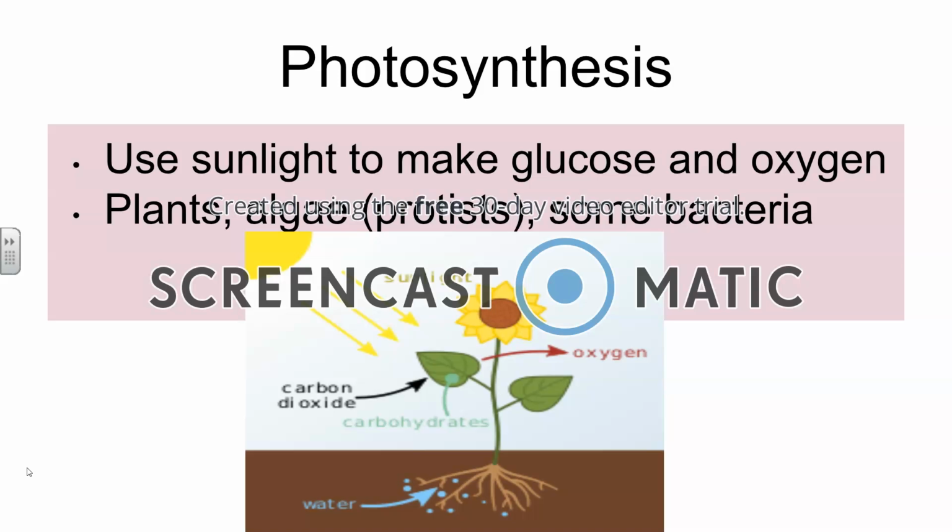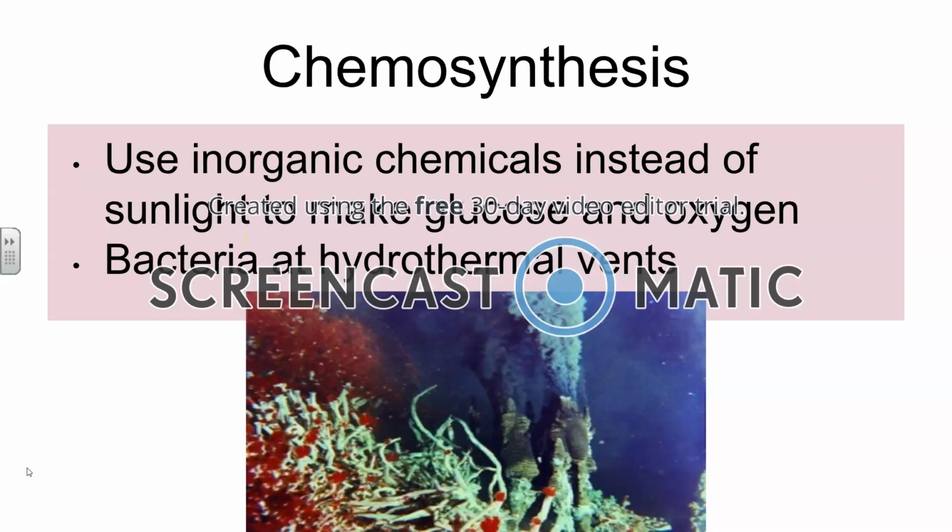And we just talked about this. Photosynthesis uses sunlight to make glucose. It happens in plants, algae, which are protists, and some bacteria. Whereas chemosynthesis is going to happen with bacteria at hydrothermal vents deep in the ocean. It's going to take inorganic compounds instead of sunlight, and it's going to use that to make sugars.